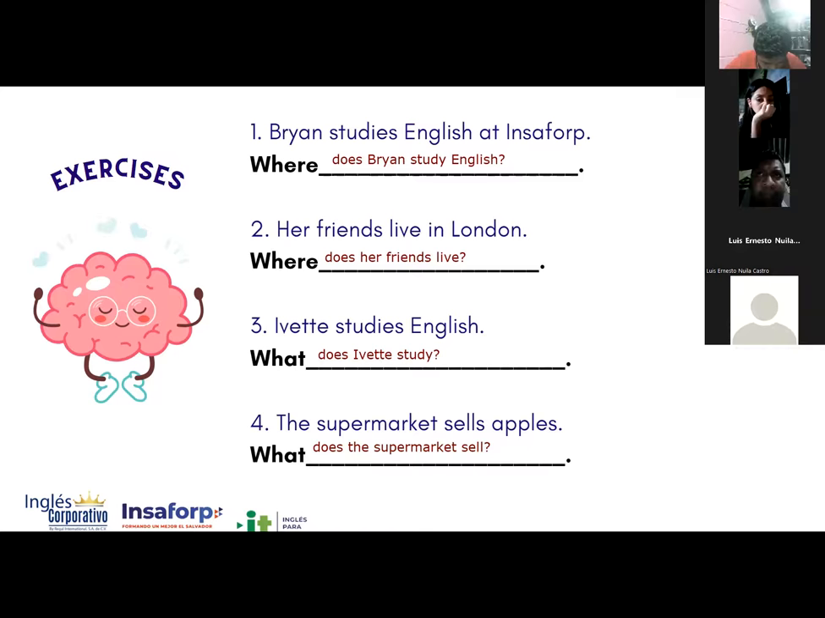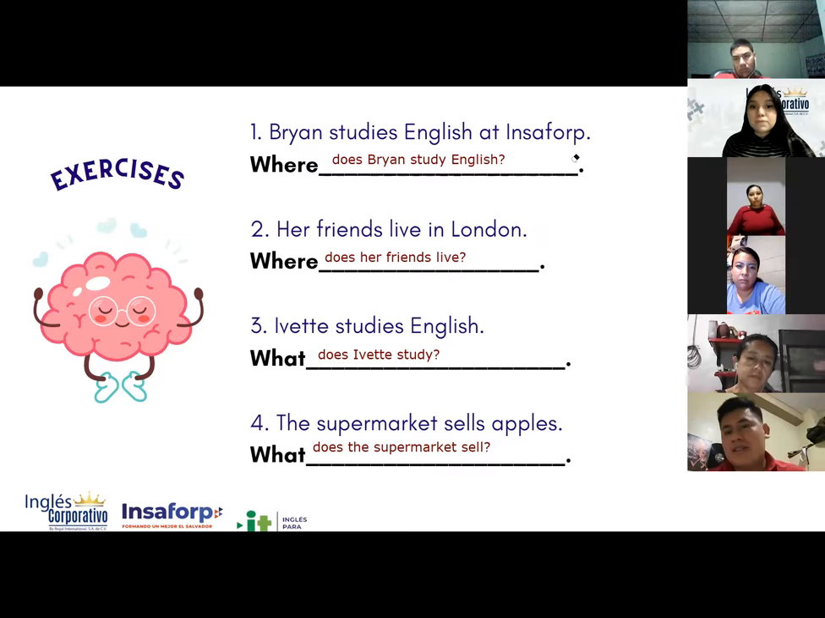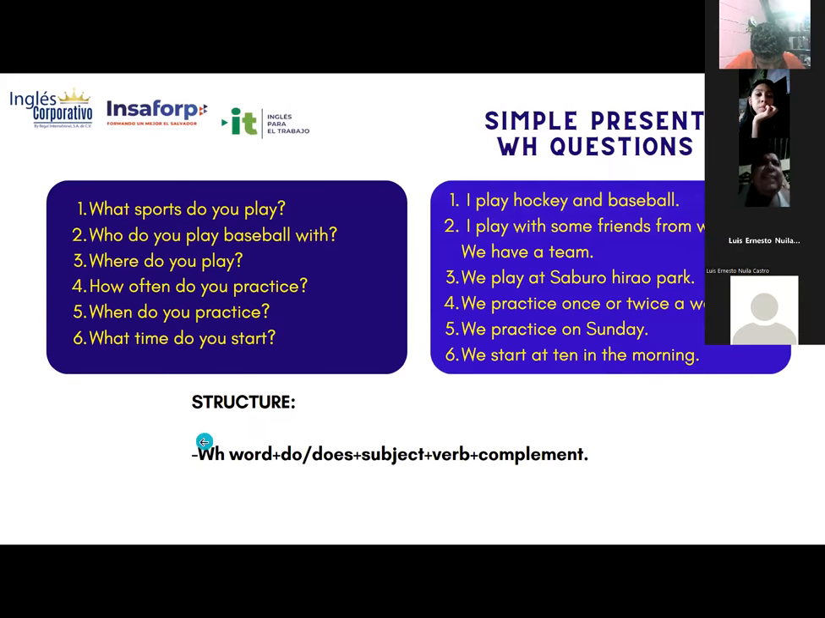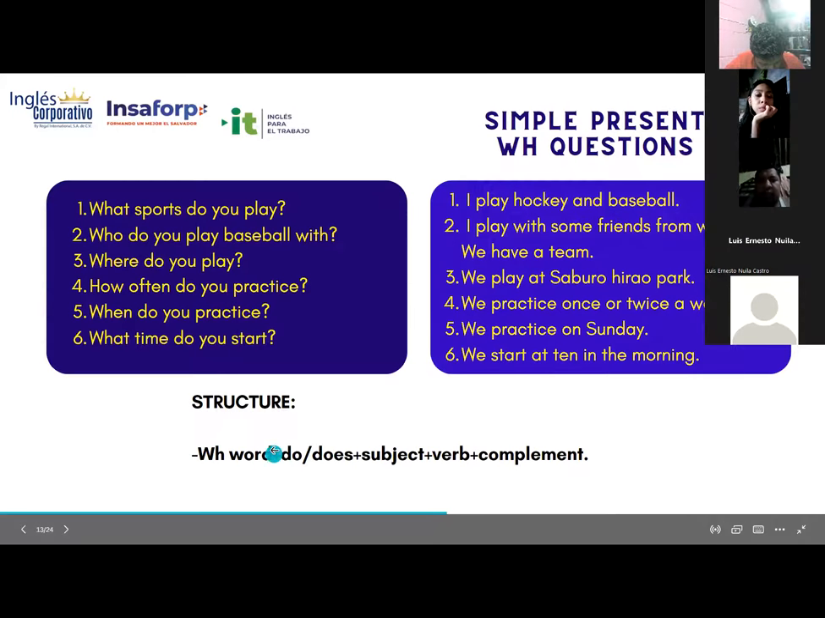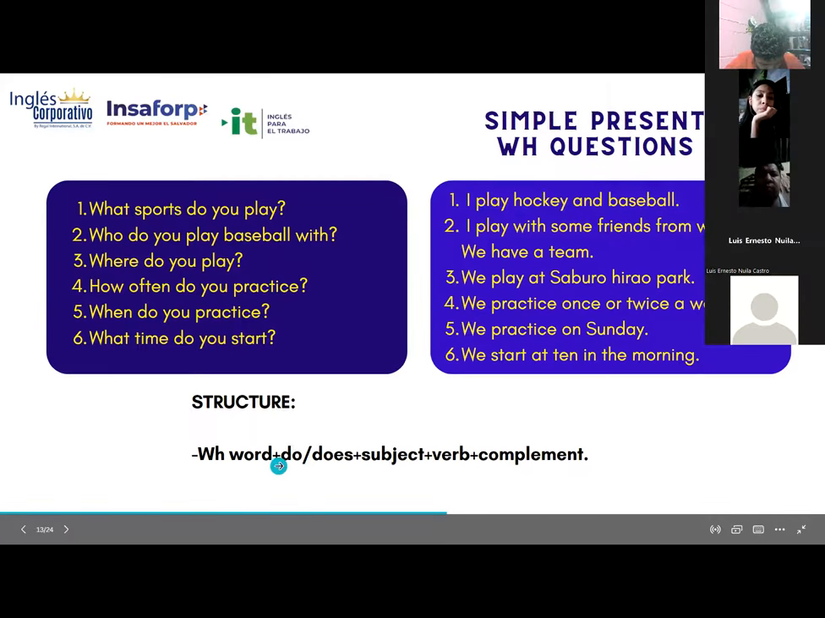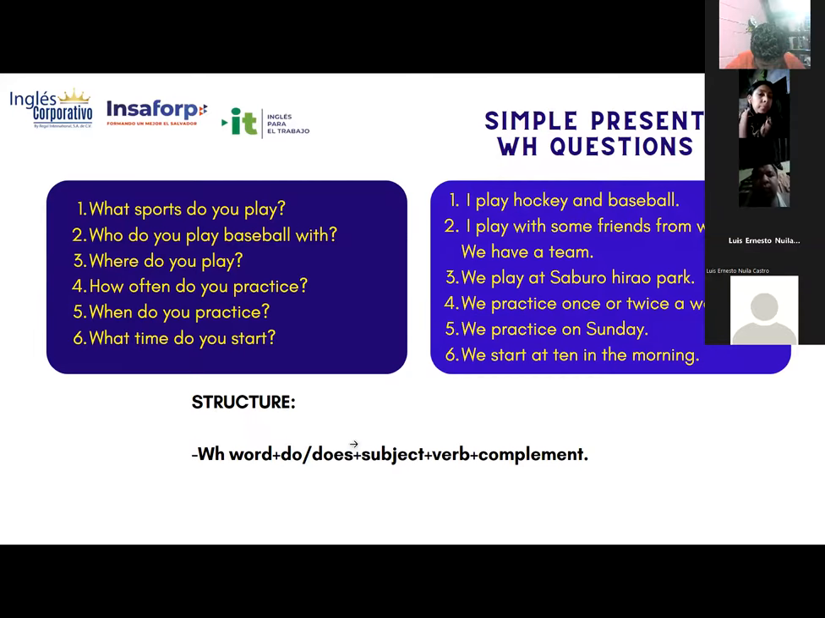Do you have doubts? No? Is it clear? Siempre, yo tengo una consulta, siempre que se va a hacer una pregunta, tendría que empezar con el does. No, siempre, not always, I'm going to show you why, not always. Because remember the structure is this one. The WH word, así se le conoce como WH, eso es la WH word. What, who, where, how, when, what. That is the WH, okay? WH word plus it could be do or does. It could be either or. Puede ser o do or does.